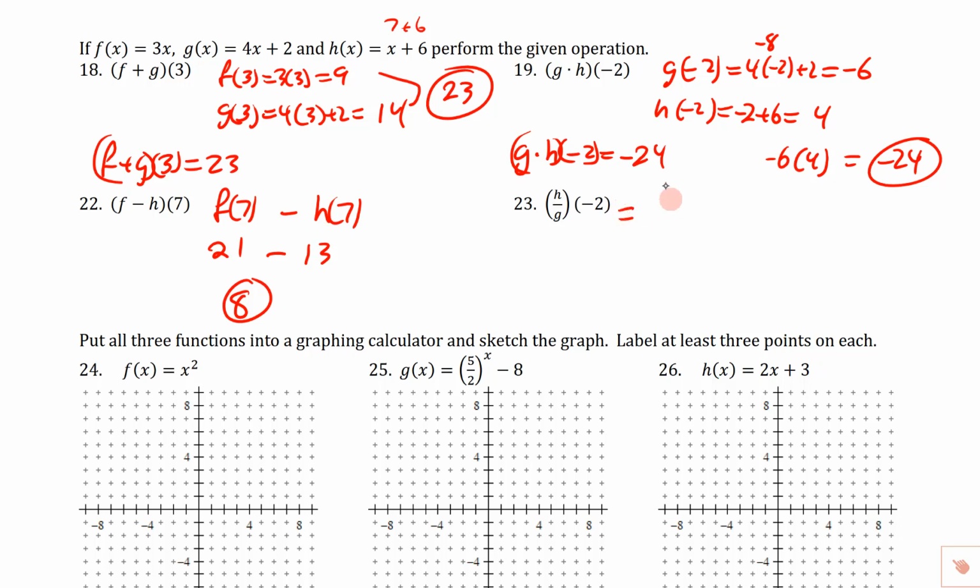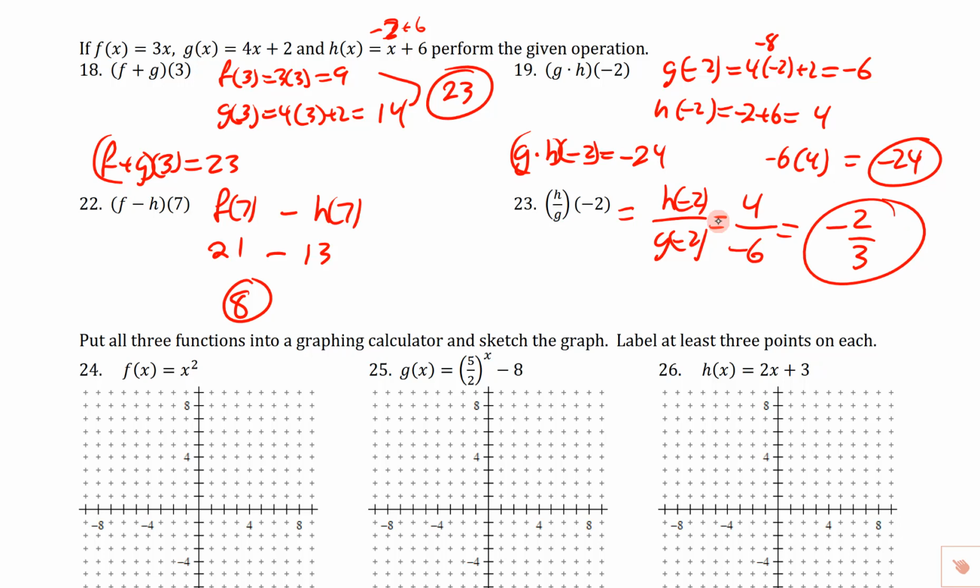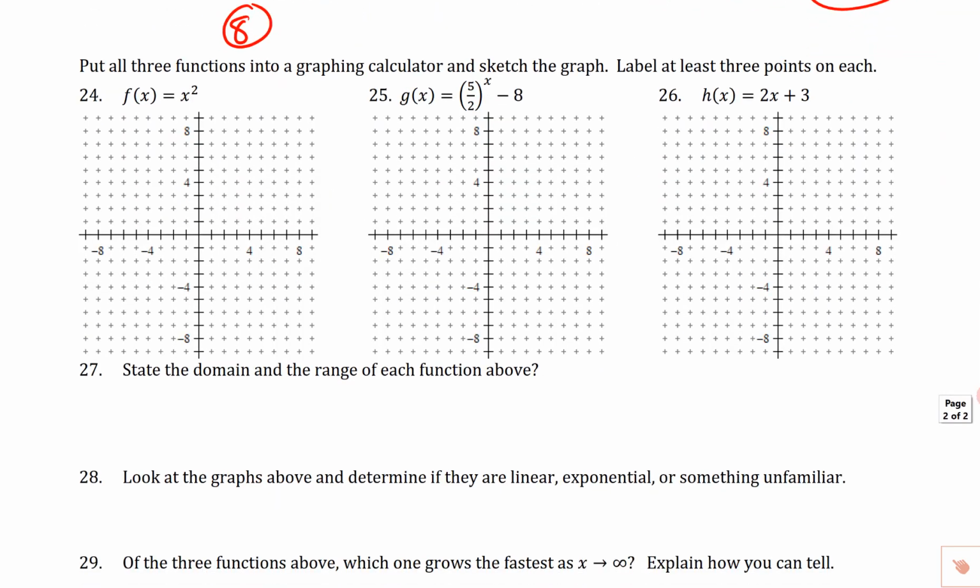And then here we're going to have h of negative 2 on the top, and g of negative 2 on the bottom. Let's see, so h of negative 2, let me just change this here. So we're going to plug in a negative 2, so this is going to be a 4. We're going to plug in a negative 2. Didn't we do that already? We did. We found out that that was negative 6. And then we want to simplify that just a little bit. That is going to be negative 2/3. Okay? All right, let's slide down here and take a look at what we've got left on this.